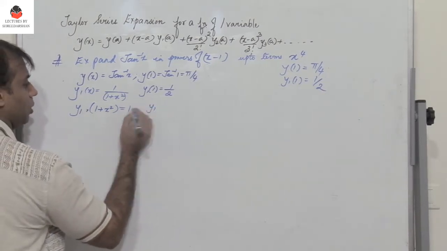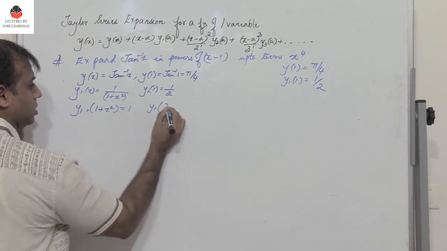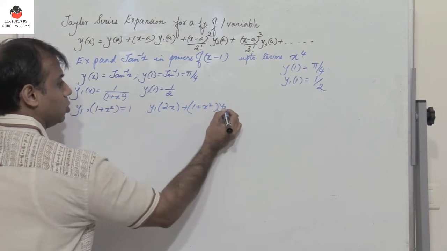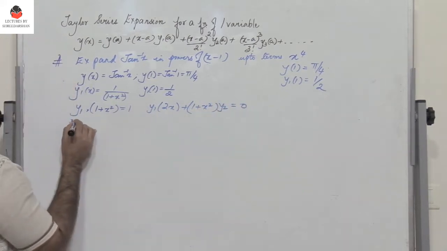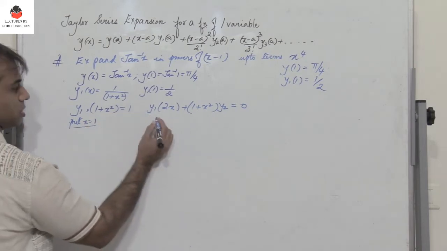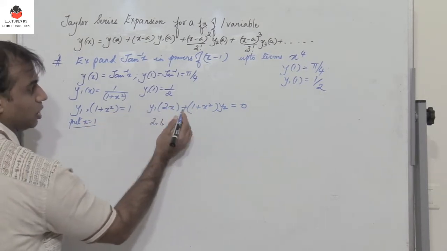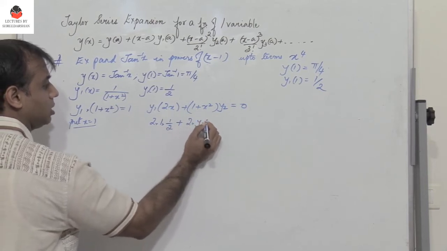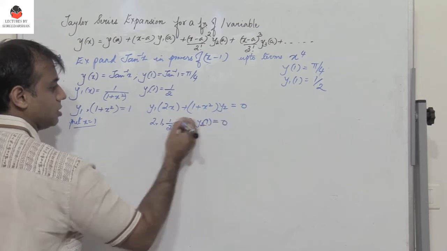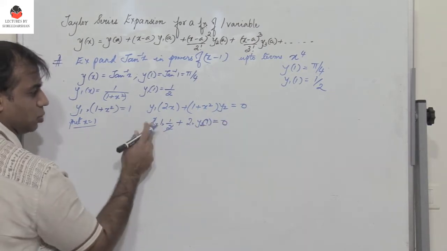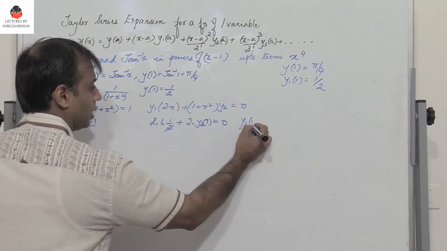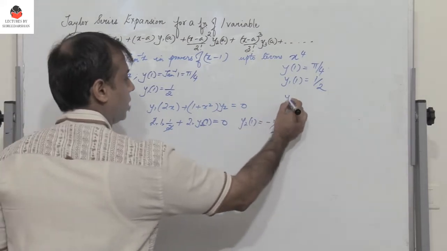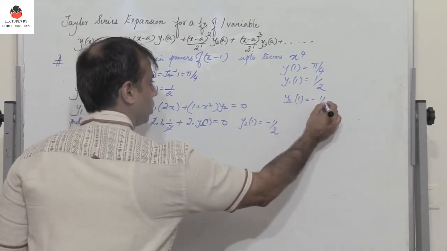So you have y1 into differential of this term is 2x plus 1 plus x square, differential of y1 is y2, equal to 0. Now put x equal to 1 in this expression. So you get 2 into 1 into y1 of 1 is 1 by 2 plus 1 plus 1 is 2 into y2 of 1 equals 0. So 2 gets cancelled. So this is 1. So y2 of 1 is nothing but minus 1 by 2. So let me write it here. y2 of 1 is minus 1 by 2.